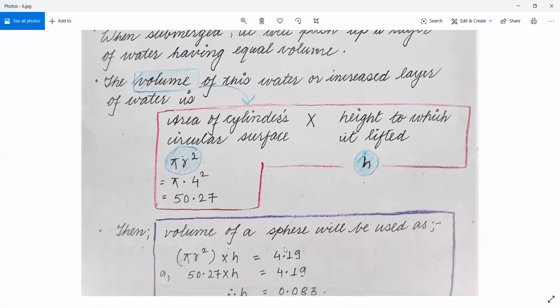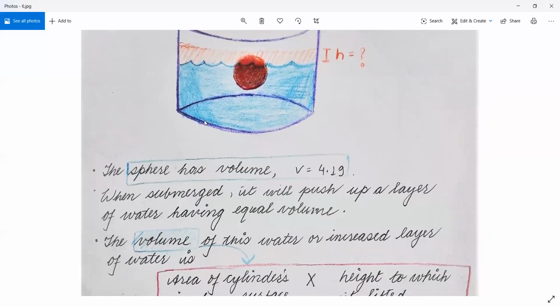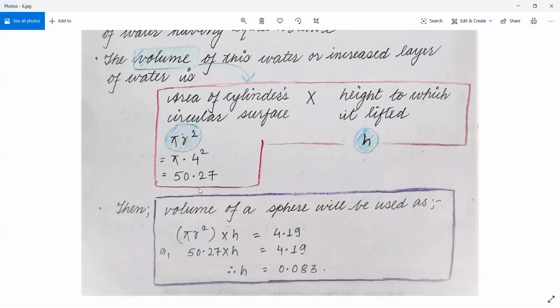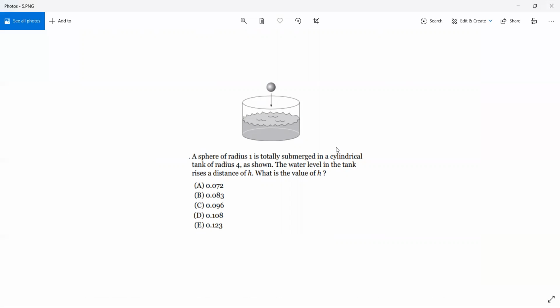So the radius of the cylinder is given as 4 in this question. When you take out the circular surface area of the cylindrical tank, that would be pi r square, pi times 4 square. When you calculate it, it will come to 50.27. So pi r square into h equals 4.19, right, so 50.27 into h equals 4.19. When you divide 4.19 by 50.27, you'll get the height 0.083. So you can calculate the height rise due to the submerged spherical ball in the cylindrical tank, right? So when you check the answer, it will be B, that is 0.083.